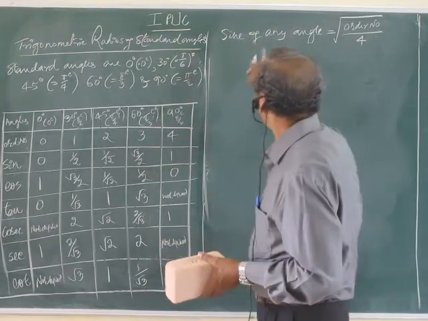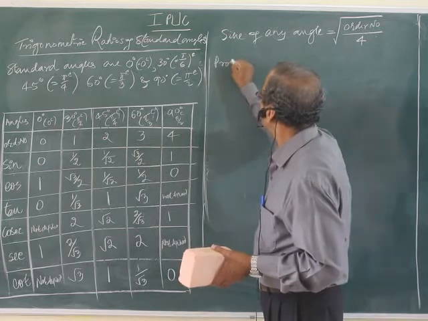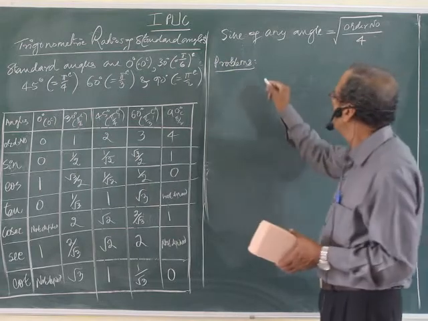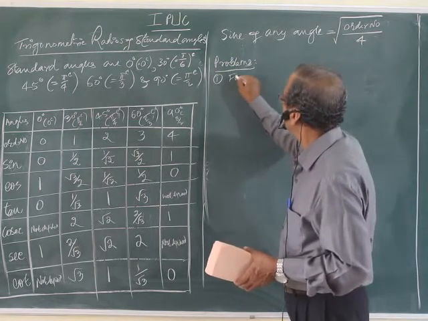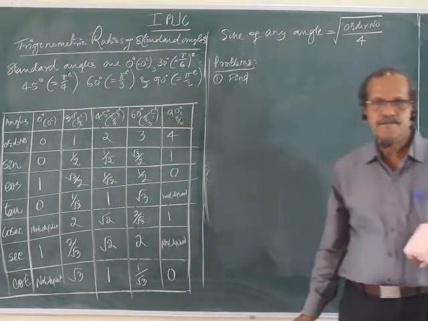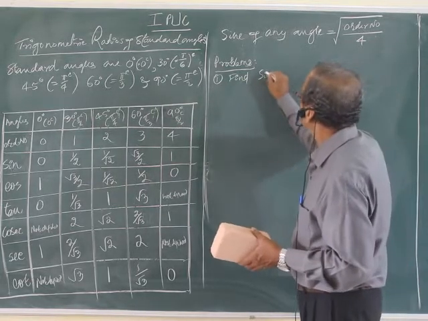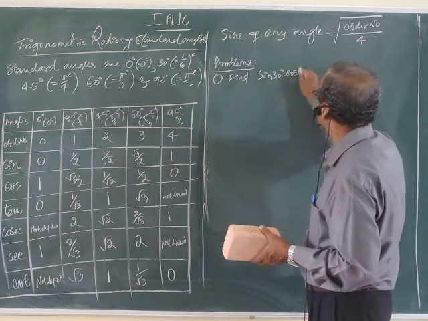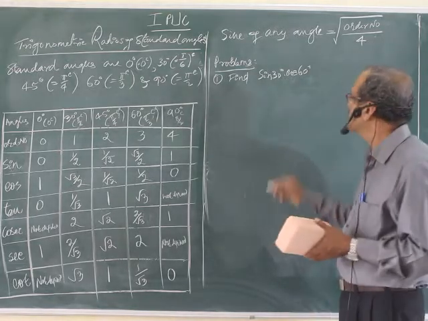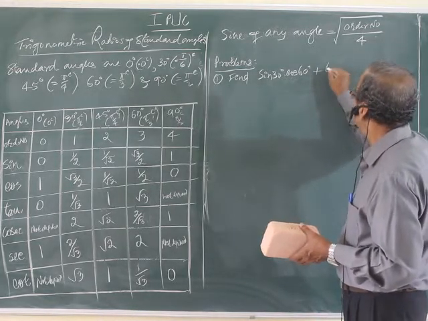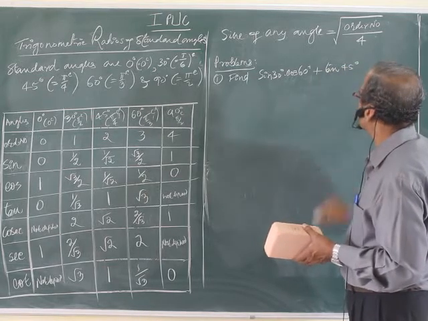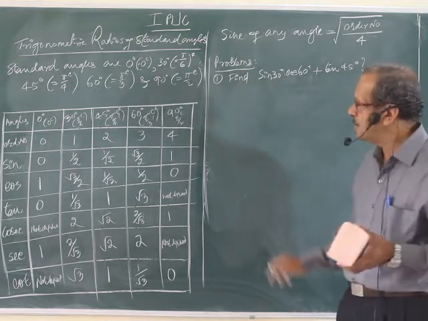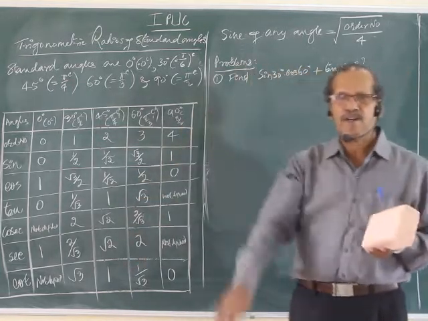Let us continue. Solve the problems. First one, find sin 30 into cos 60 plus tan 45. Find the value of this. Just simple problems. Using the trigonometric ratios, find the value.